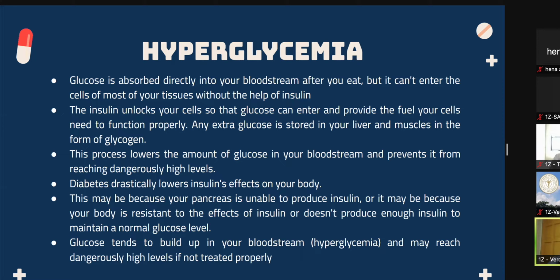This may be because your pancreas is unable to produce insulin, which is type 1 diabetes, or because your body is resistant to the effects of insulin, which is type 2 diabetes. As a result, glucose tends to build up in your bloodstream and may reach dangerously high levels if not treated properly. So insulin or other drugs are used to lower blood sugar levels.